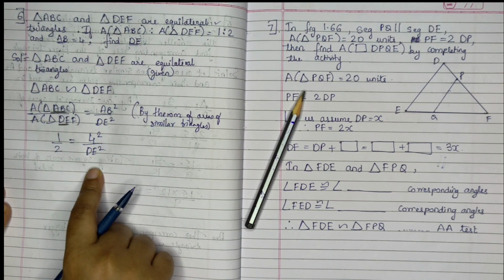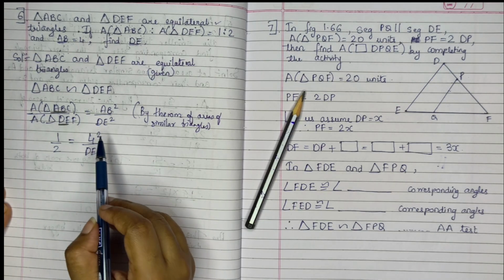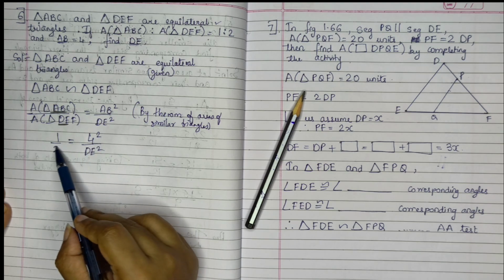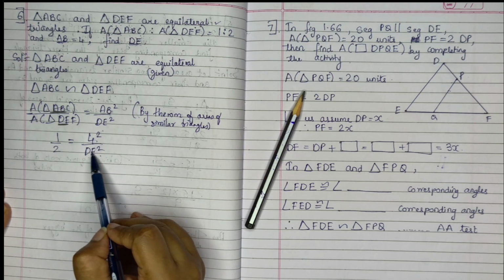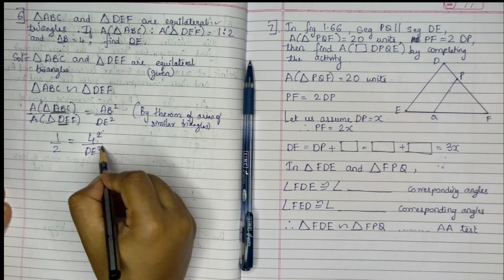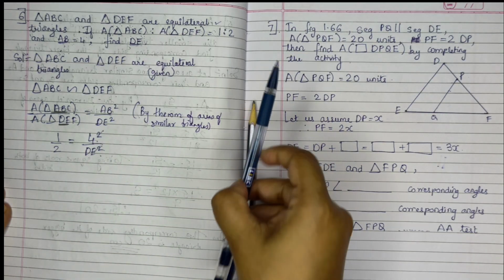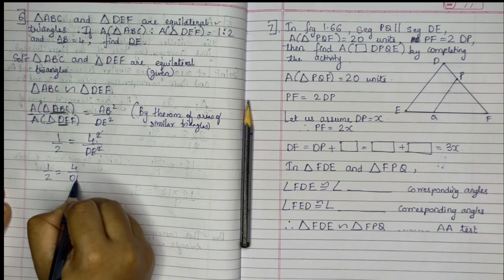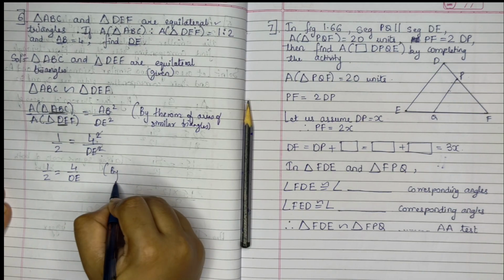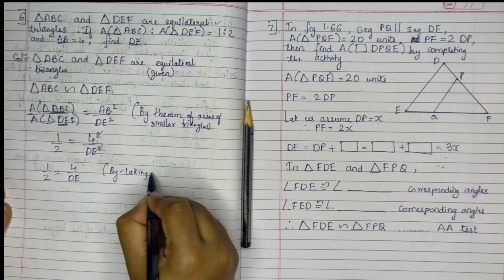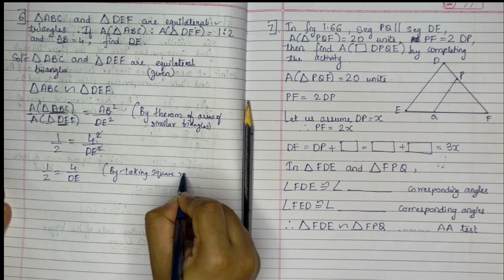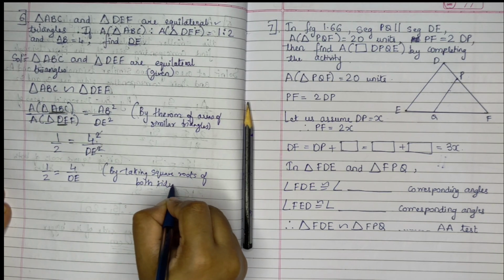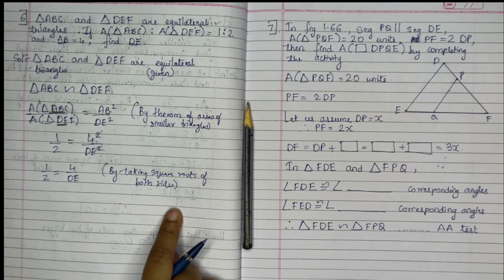Now what we will do is take the square roots from both the sides as we have done in the previous sum. The squares will get cancelled over here. So what is left? 1 upon 2 is equal to 4 upon DE. You can write here, by taking square roots of both the sides.